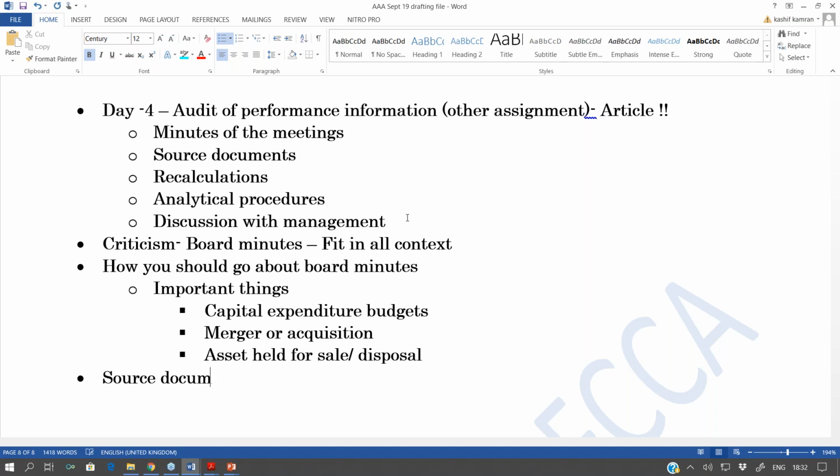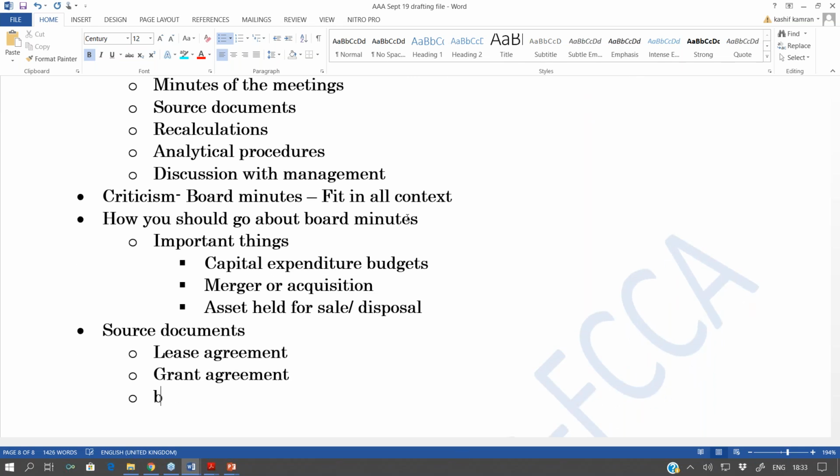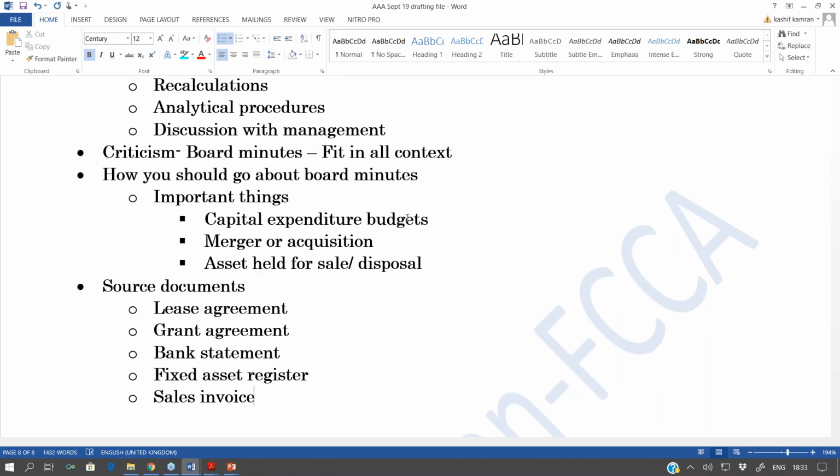There can be so many source documents in the exam paper, like a lease agreement, a grant agreement, a bank statement, a fixed asset register. I hope all of you are familiar with the source documents, right? Sales invoice. These are all source documents. So is there a need to review these source documents, like expert reports? Do you understand the importance of reviewing the source documents?